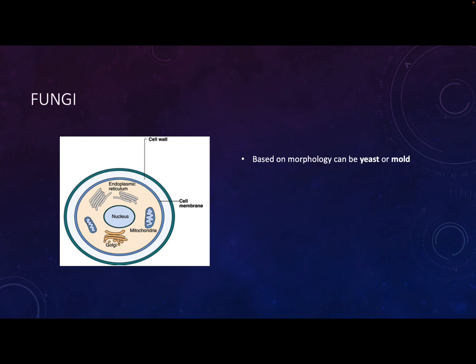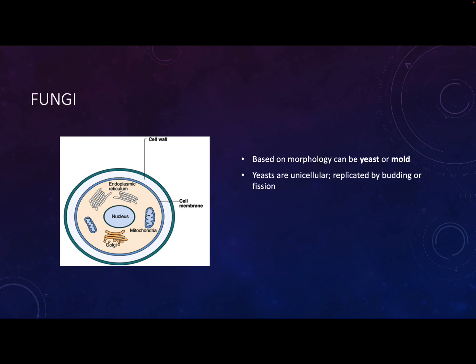Some fungi that are found as yeast will be found as yeast at different temperatures. They generally will replicate by budding or binary fission. So budding is kind of cool. Binary fission is a lot like what bacteria do, right? They double everything and then split.